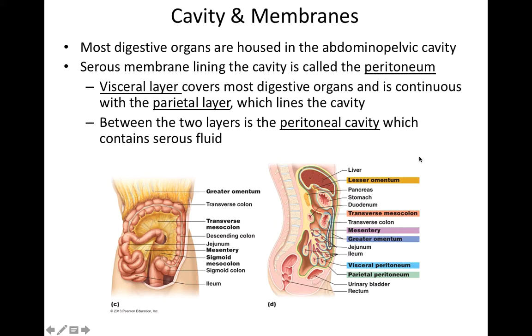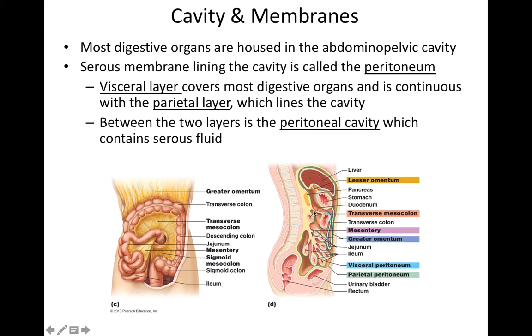So we've got a whole bunch of other pieces that come in here. The lesser omentum is this piece right here. This runs from the lesser curvature of the stomach to the liver. It is basically attaching the stomach to this really heavy liver so that the stomach can do all that churning but not flip backwards on itself.